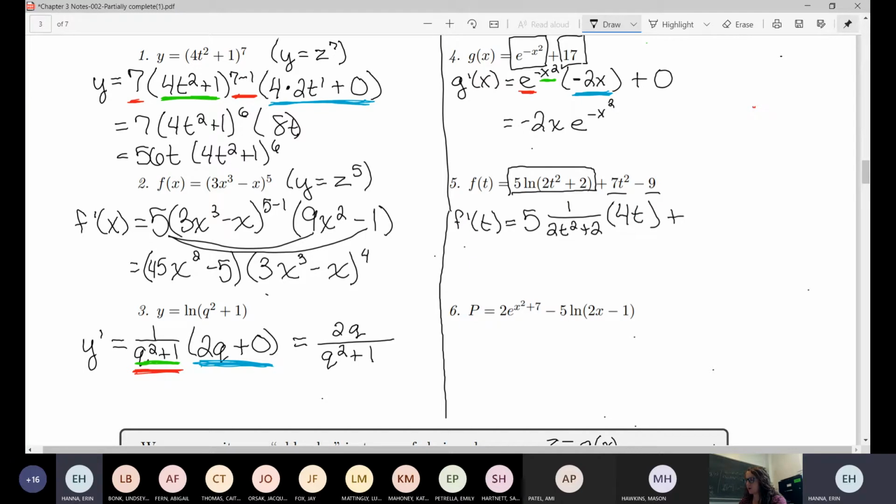Now we have to add on the derivative of 7t squared. If we bring the power down, we'll get 14t to the first. And then minus the derivative of 9, which is 0, so I'm not going to write it. One way you could simplify this a little bit is you could multiply the 5 and the 4t together and also put it on the top of the fraction if you wanted to. Again, completely unnecessary, optional step.